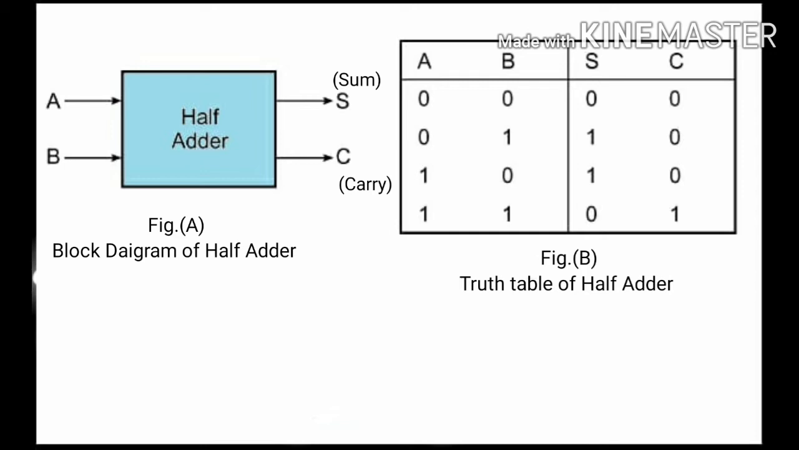So in this table we have used the simple rule of binary addition. When we add 0 plus 0, we get sum 0 and carry also 0. When we add 0 plus 1, we get sum 1 and carry 0. When A is equal to 1, B is equal to 0, after addition we get sum equal to 1 and carry equal to 0. And at last when A and B are both 1, we get sum 0 and carry 1. So this is the truth table of half adder.